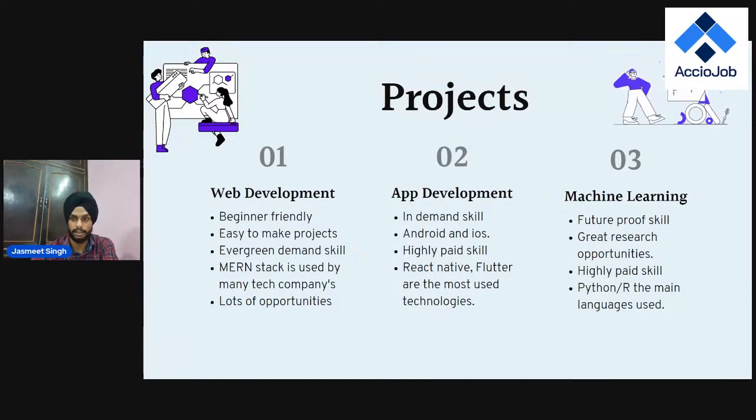For projects, there are three main fields: web development, app development, and machine learning. I have listed all the points for all of these three. My suggestion would be starting with development, because development is easy to learn and showcases that you have knowledge of how the technology works from front end to the back end, right?